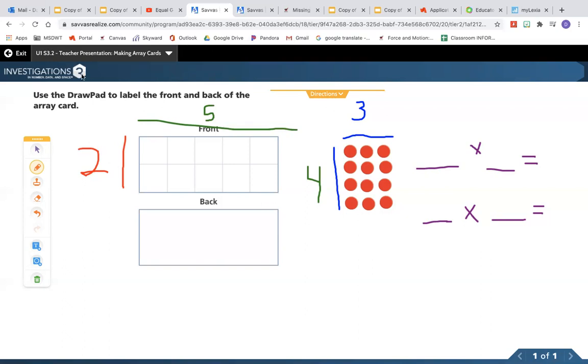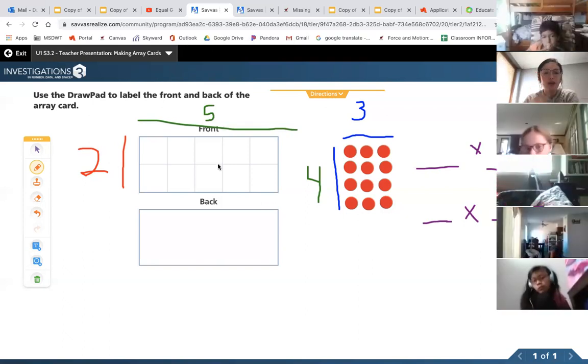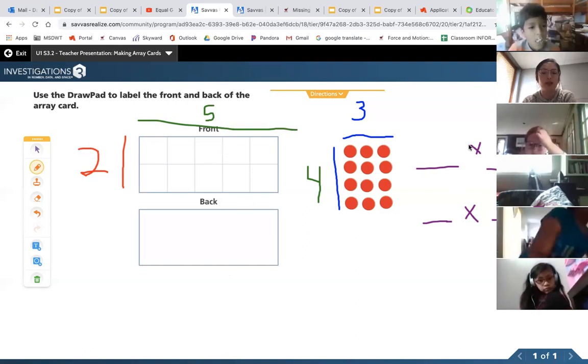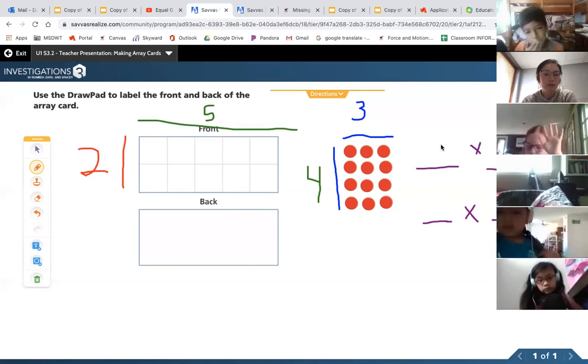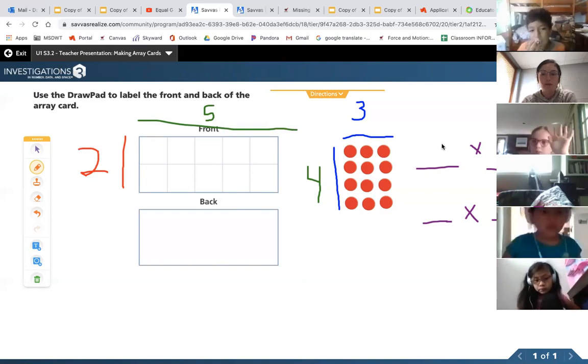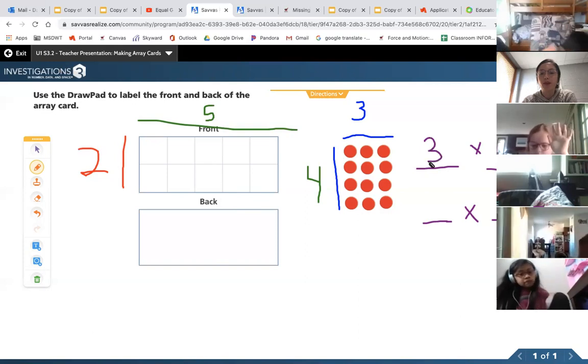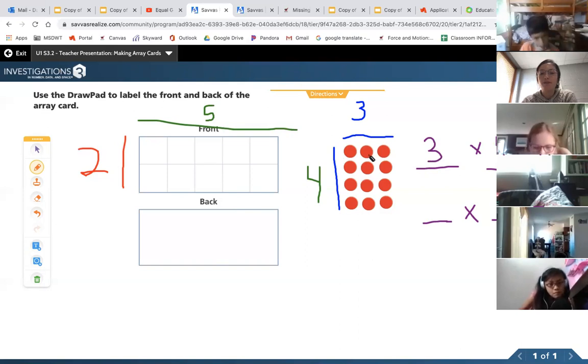Alrighty. Who would like to give me one equation? You guys all did an awesome job. Santana, what is one equation you did? 3 times 4. Perfect. Equals 12. Perfect. So Santana decided to do the number of columns times the number of rows.